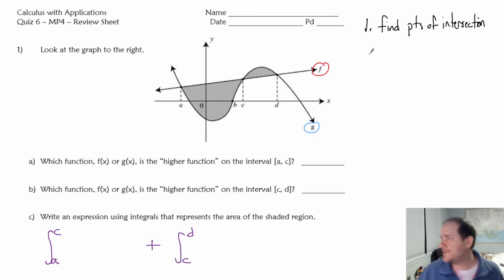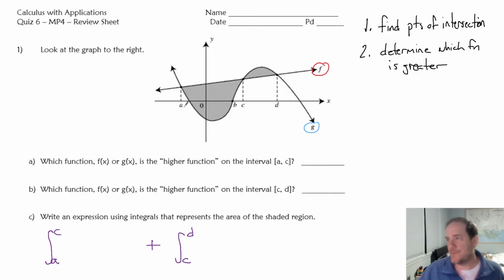Another important step in setting up your integral is to determine which function is greater on which interval. And what I mean by that is literally which one gives the greater y values. So between A and C, you'd pick some value. Obviously 0 is in the middle, and when you plug in 0, f is giving a greater y value than g is.